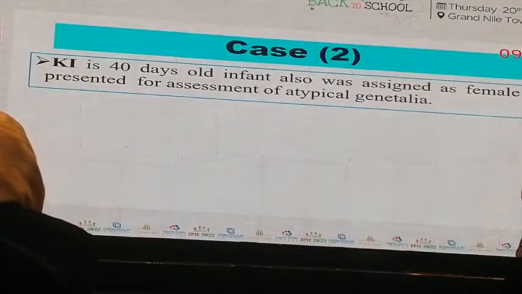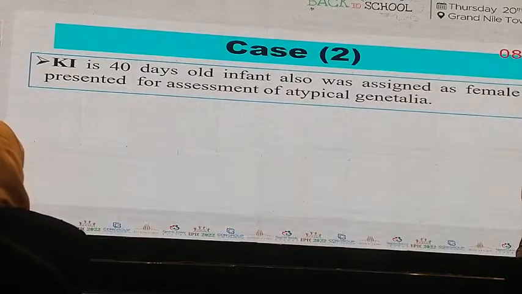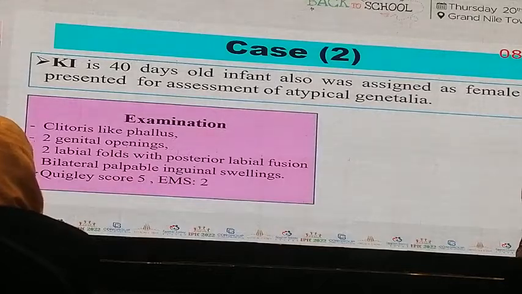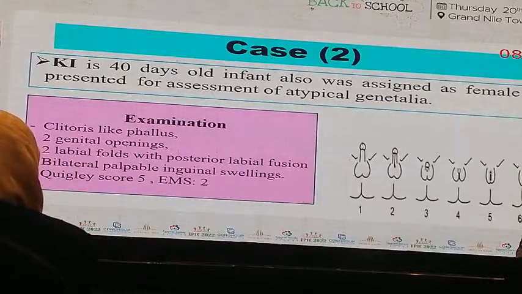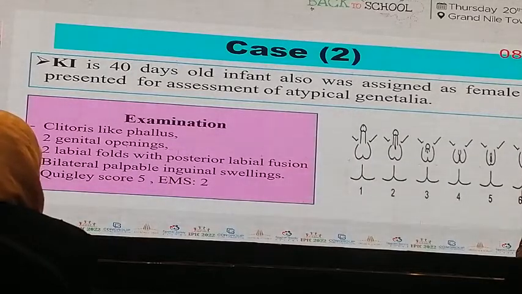Our second patient is a 40-day-old infant who was also assigned as a female, presented for assessment of atypical genitalia. By examination, our patient has a clitoris-like phallus, 2 genital openings, 2 labial folds with posterior labial fusion, bilateral palpable inguinal swellings with a Quigley score of 5 and EMS score 2.